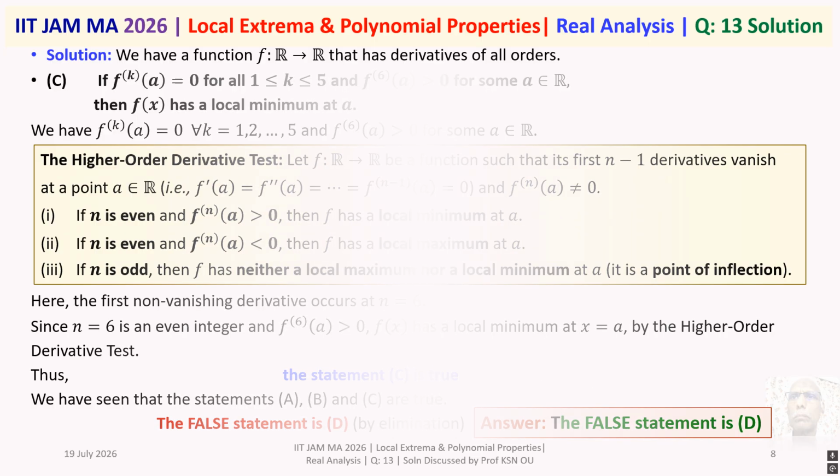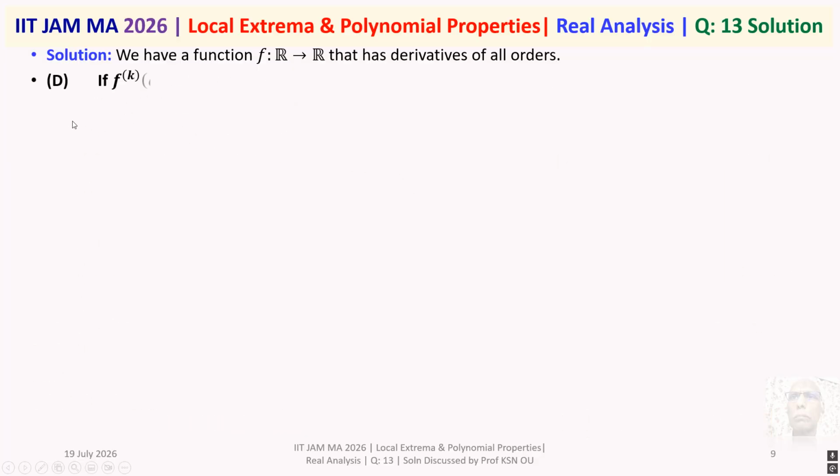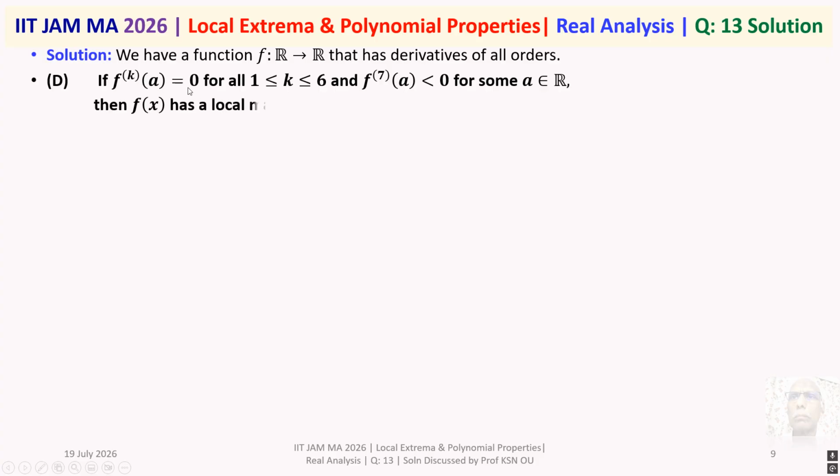Right. So, let's recall the statement given in option D. If the kth derivative of f at a is equal to 0 for all 1 less than or equal to k less than or equal to 6, and the seventh derivative of f at a is negative for some a belongs to R, then f of x has a local maximum at a. It's very simple. For k equal to 1, 2, 3 up to 6, the kth derivative at a is 0, and the seventh derivative at a is negative. It is not equal to 0.